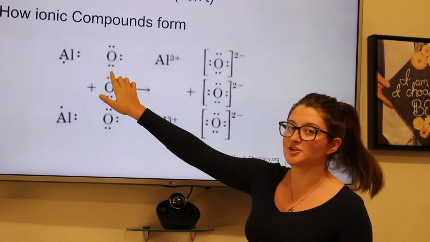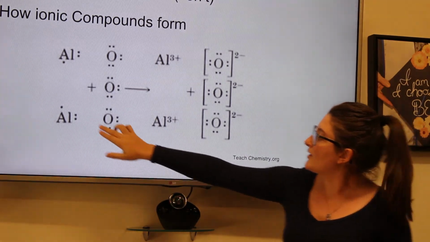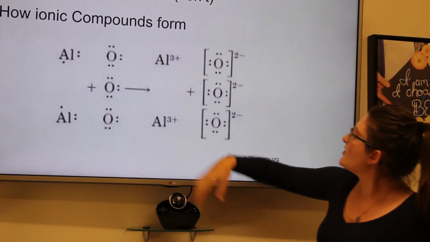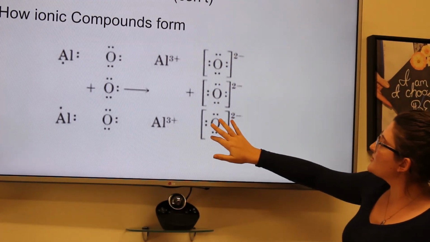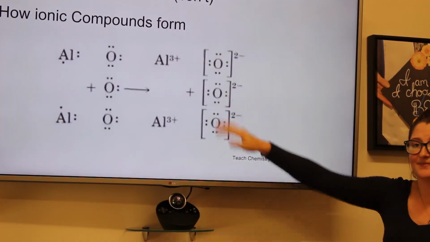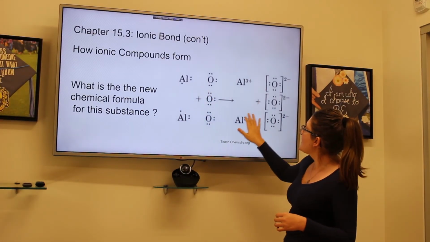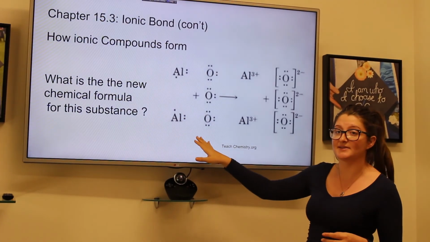And these oxygens need to gain 2 more each to be happy. So they'll get 2 from here, 2 from here, 1 from here, and 1 from there. So they'll become positive 3, and then 3 oxygens with negative 2s. Now that we have these ions, how will they come together? What is the new chemical formula for this substance?